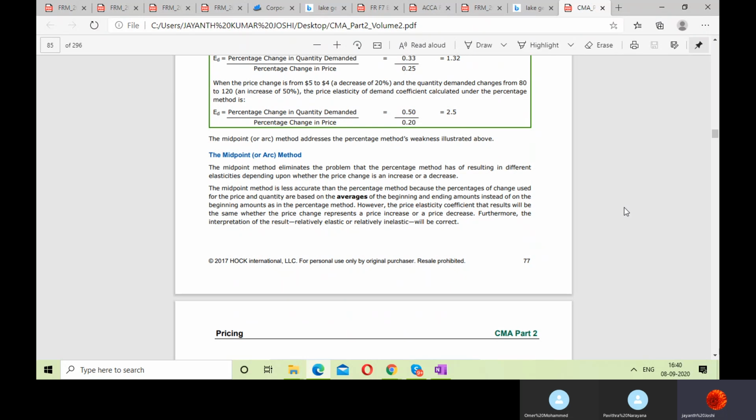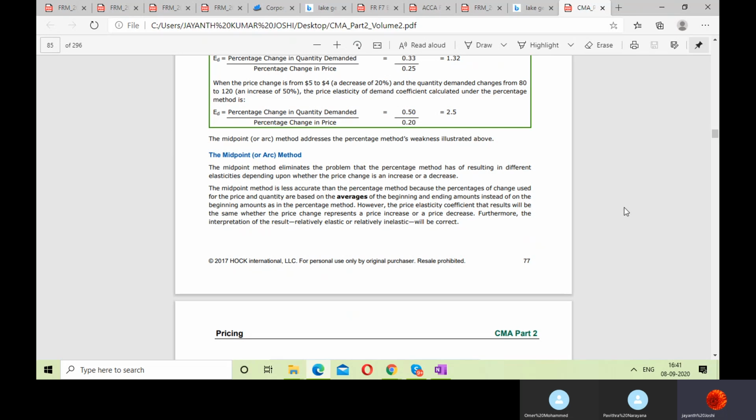So here there is no percentage kind of concept, like how demand is behaving when price is increasing or decreasing, not like that. The midpoint method eliminates the problem that the percentage method has of resulting in different elasticities depending upon whether the price change is an increase or decrease. They're not seeing all this.